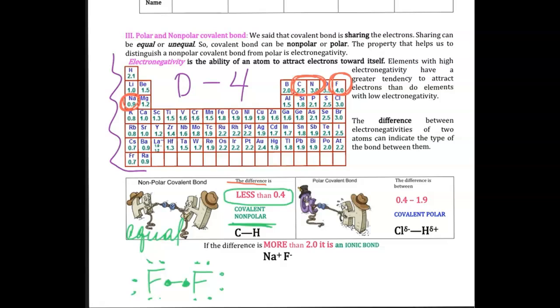Another example, the bond between carbon and hydrogen. The electronegativity of carbon is 2.5, and the electronegativity of hydrogen is 2.1. The difference between electronegativities will be 0.4, and that means this bond between carbon and hydrogen is still a covalent non-polar bond.